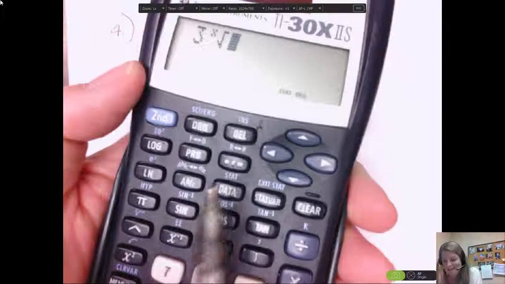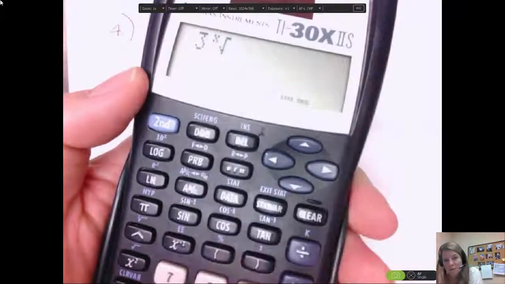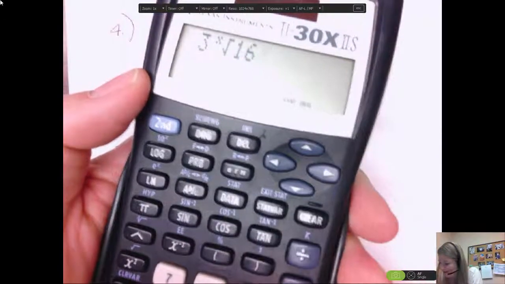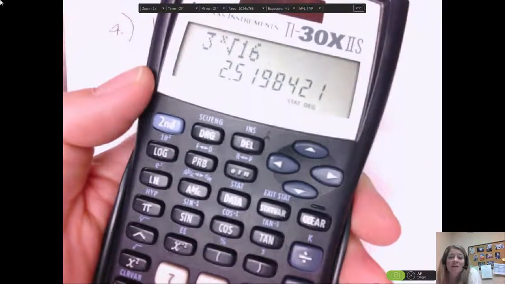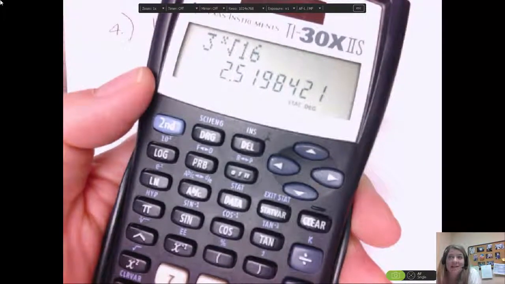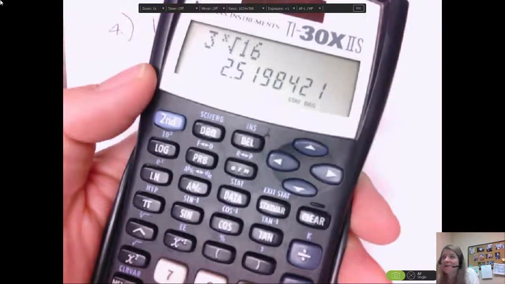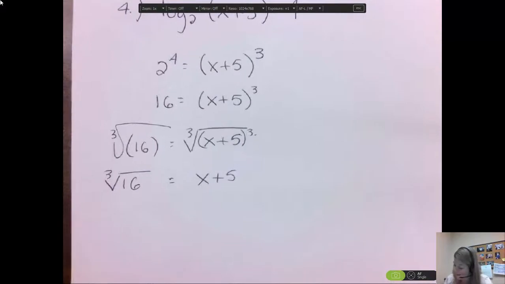Maybe if you can see it there. 3, and that tells it to take the third root of 16. Let's see if we get a decimal. Nope. There's nothing to the third power that equals 16. If it was a second power, if we were square rooting and not third rooting, then that would work. But 16 does not have a third root.